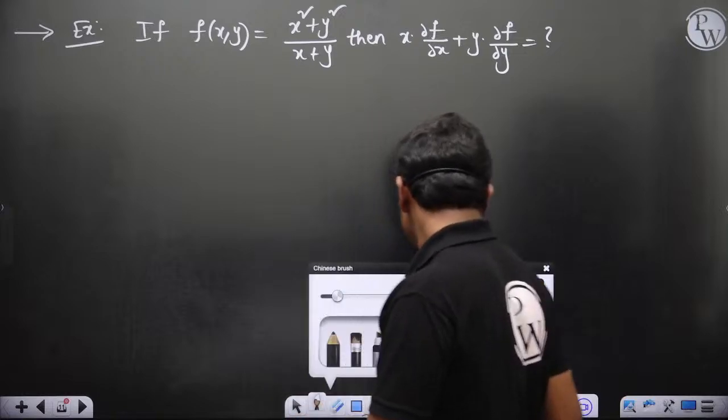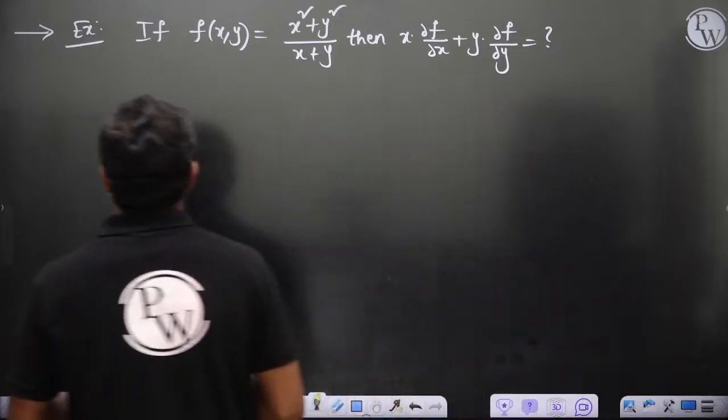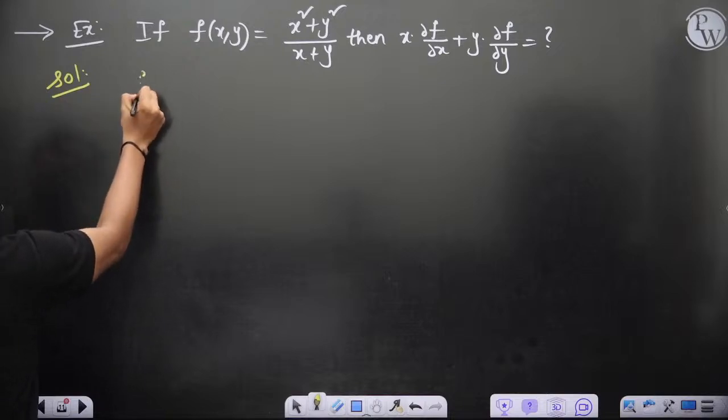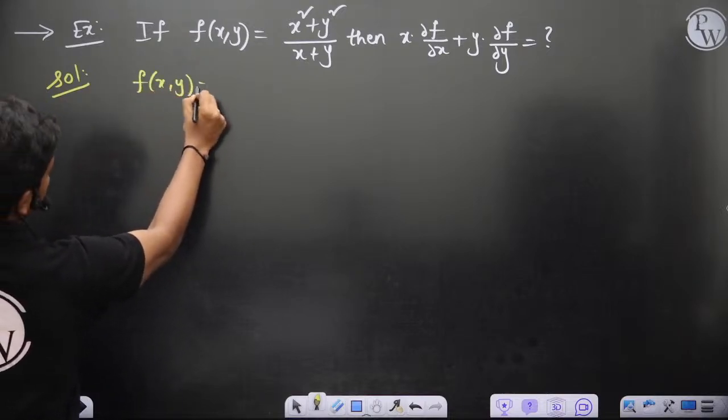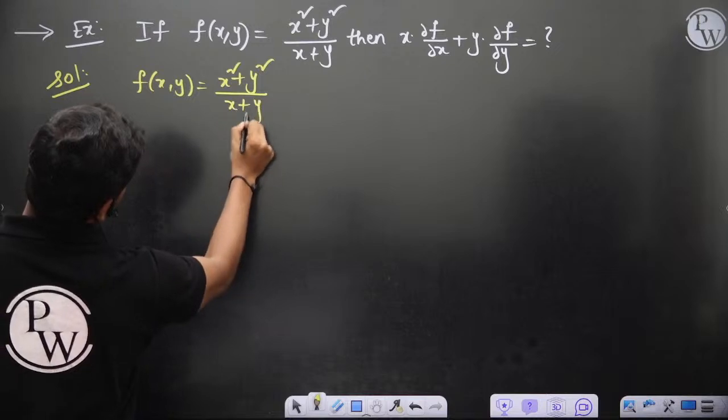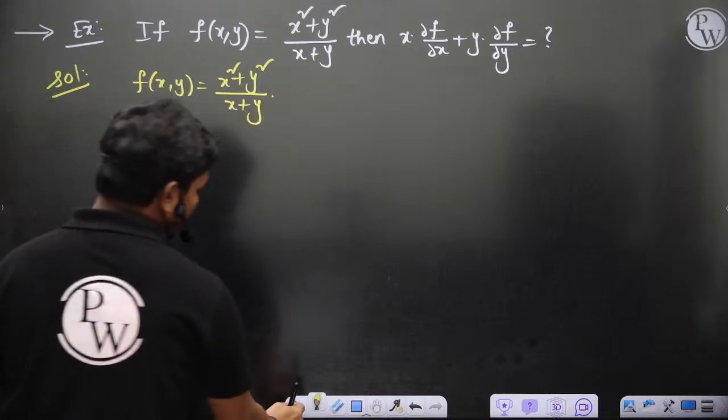But okay, I'll do it because I want to show you something. Let's calculate f of x comma y equal to x square plus y square by x plus y actually, okay. Let's make the life complicated a bit.